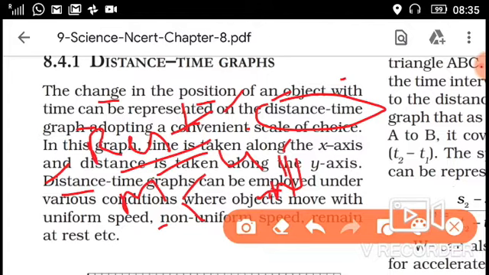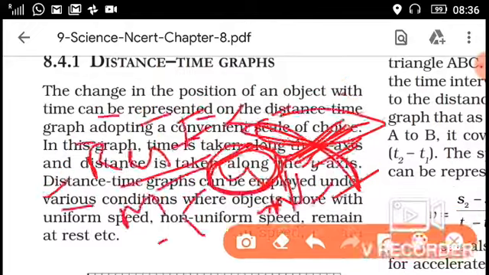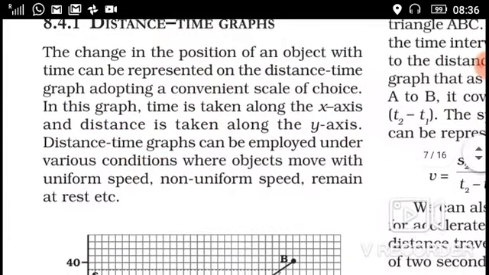So this is for rest. For uniform motion, the object changes its position by equal amounts in equal intervals of time. In the non-uniform case, the position of the object also changes, but by unequal amounts. So if the object changes its position, then we can represent it on the distance-time graph. That is the meaning of this line.